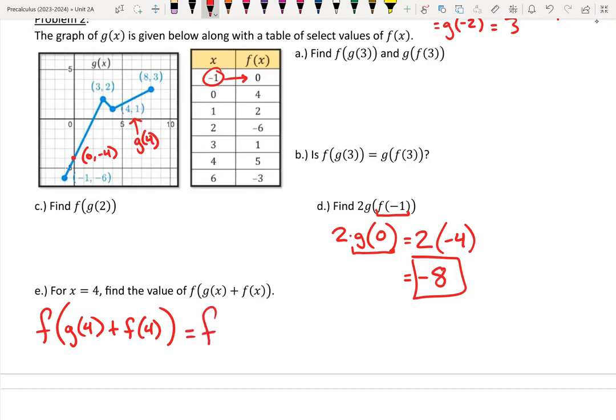So that becomes f of 1 plus, what is f of 4? 5. And then what would I do? So what is that? f of, and then what is f of 6? There we go.